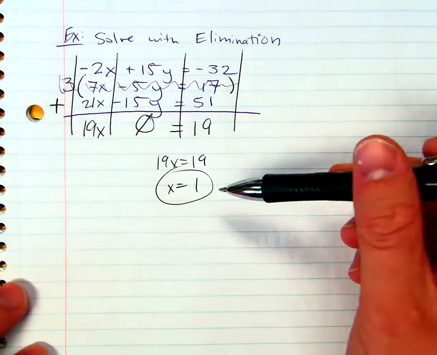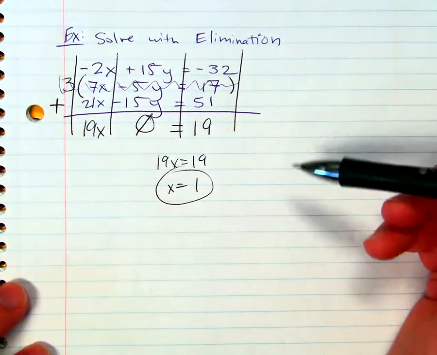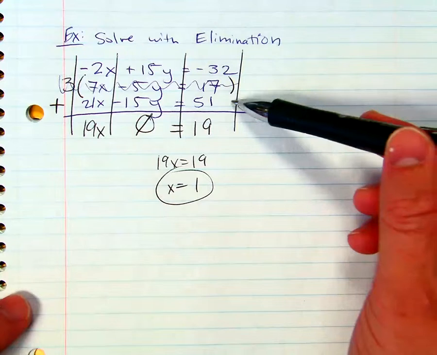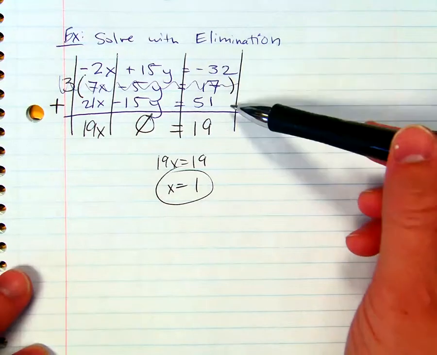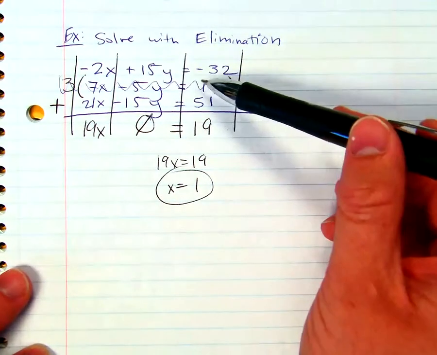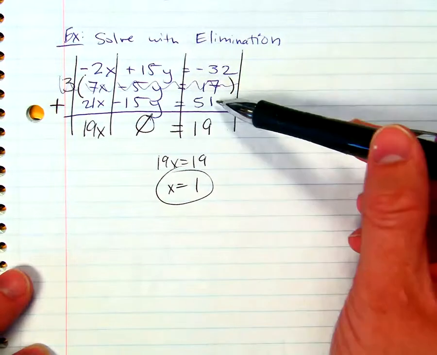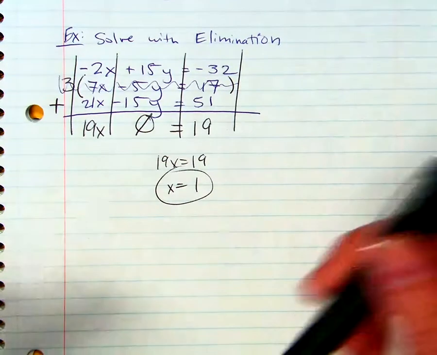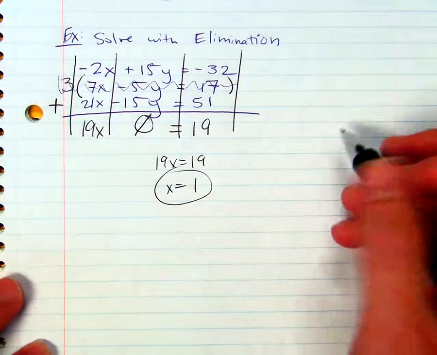Now that I know that x is 1, I can plug it into one of the original equations, or I can plug it into this new one. So I actually have 3 options. I can plug it into the 2 original equations, or I could plug it into the equation that I created by multiplying. All 3 of them give you the same answer for y.